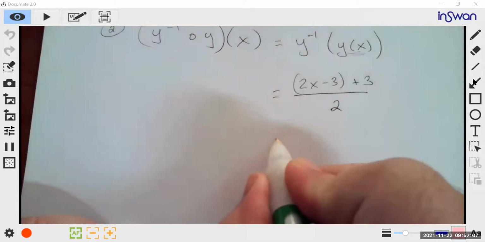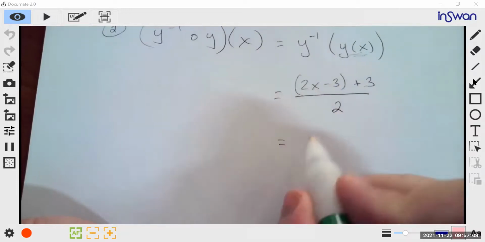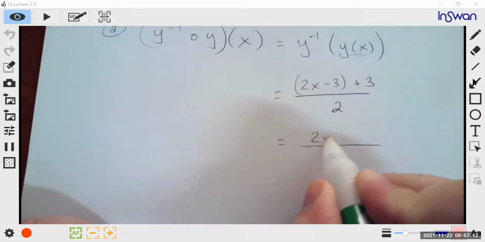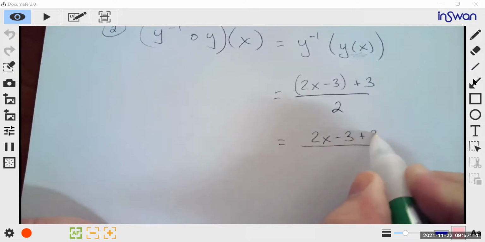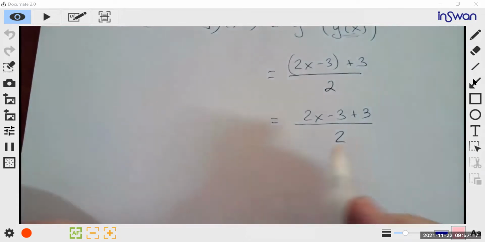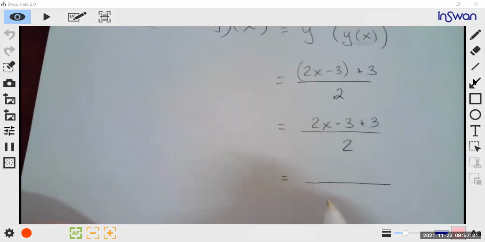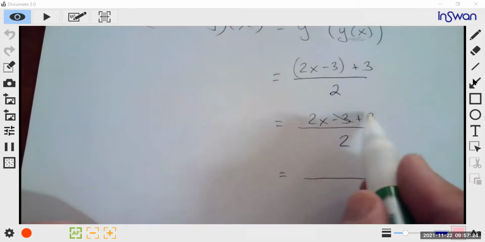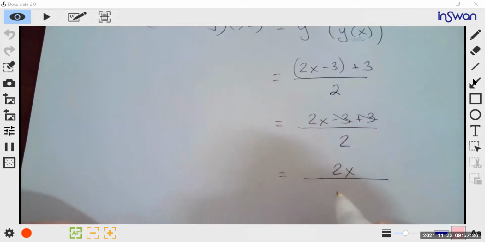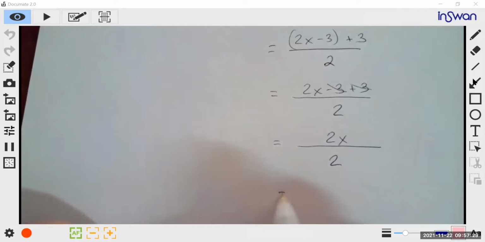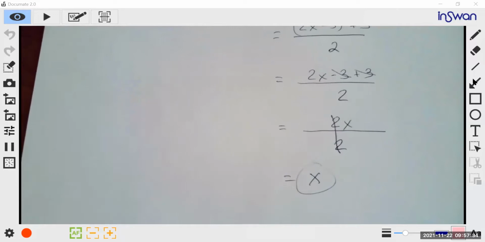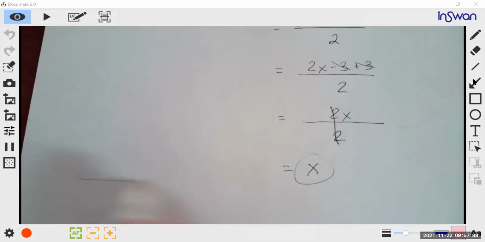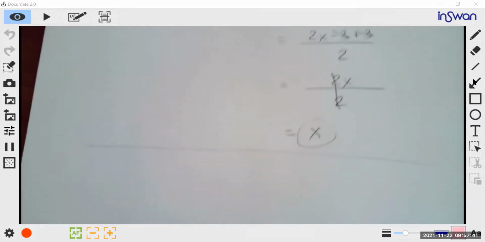Let's work it out. There's no coefficient, so we don't need the parentheses. On top, we have to work on them separately. You have -3 plus 3, which leaves me with 2x over 2. The 2's cancel, leaving me with x. So that's how you prove the inverse exists. You do the composite function of it.